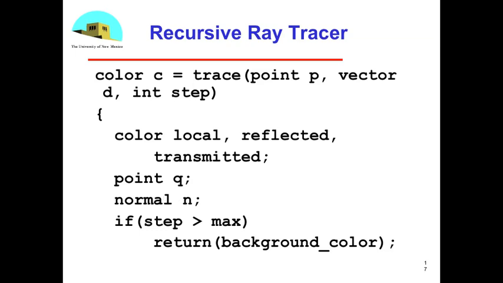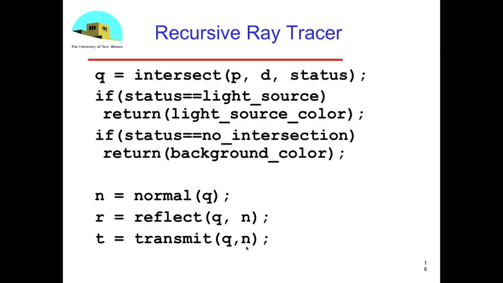You're going to have to keep track of normals for doing the lighting calculation at a given point. Q is going to be the point of intersection. So if the steps are greater than the maximum, and I just started this thing, then I return the background color. This is essentially saying when you're outside of that sphere, you're going to have some background color, like the blue for the sky or black or something. But the heart of it is here. Compute the intersection with the closest object.